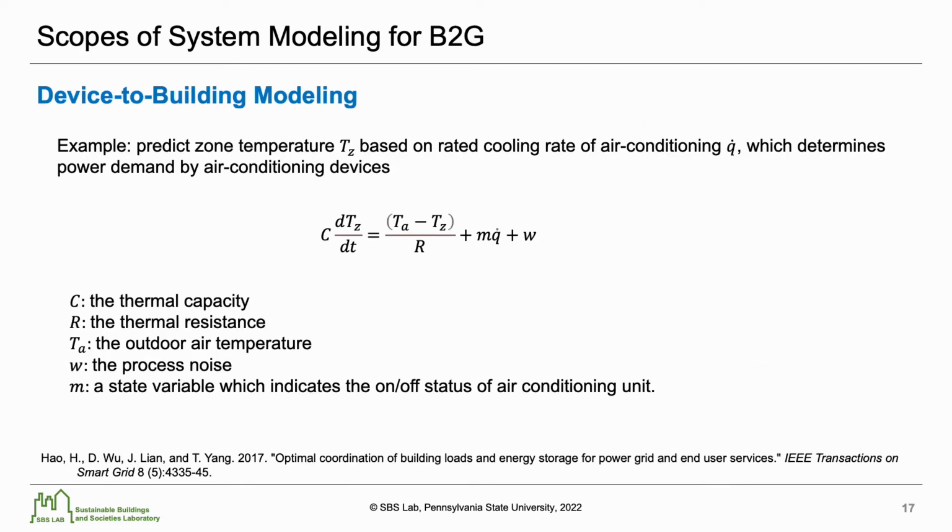The scopes of system modeling for B2G can be divided into two scales. At a small scale, it is used to study device-to-building modeling. For example, in the paper of Howell et al., they use the models to predict the zone temperature based on the rated cooling rate of air conditioning. And then the rated cooling rate can determine the power demand by the air conditioning devices.